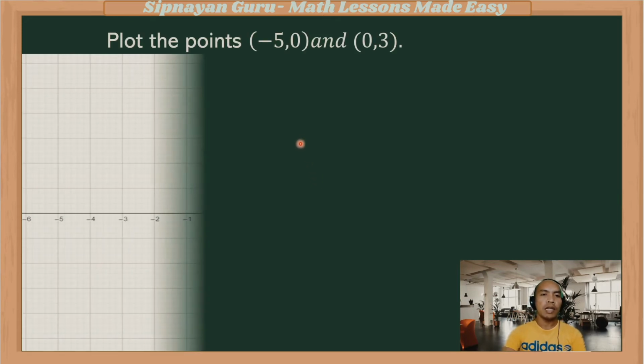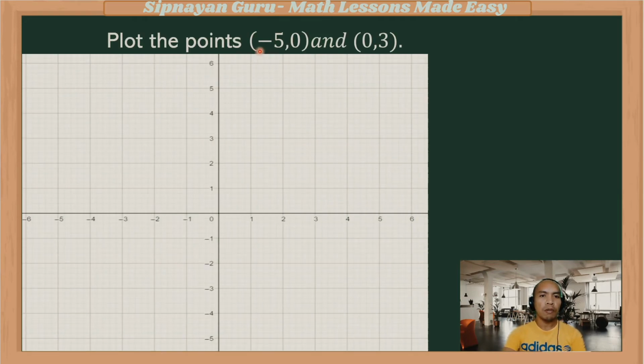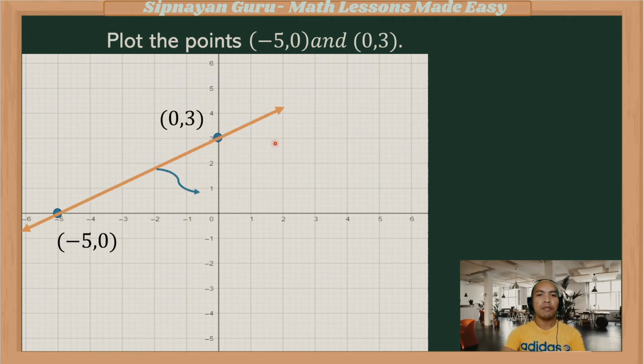Graph these two coordinates in the Cartesian plane. So negative 5 and 0. So negative 5 is here and 0. Then this is our first point. Then the second point is 0 and positive 3. So that would be here. Connect them. So that is the graph of the equation 3x minus 5y is equal to negative 15.